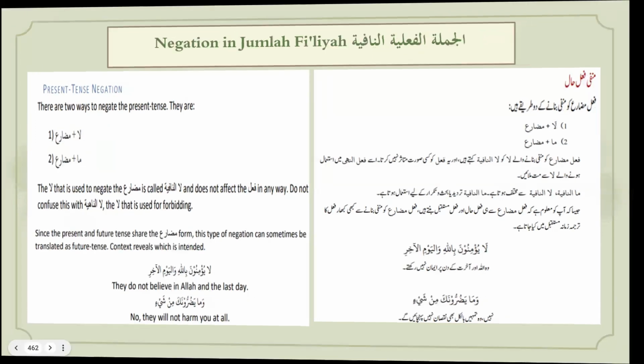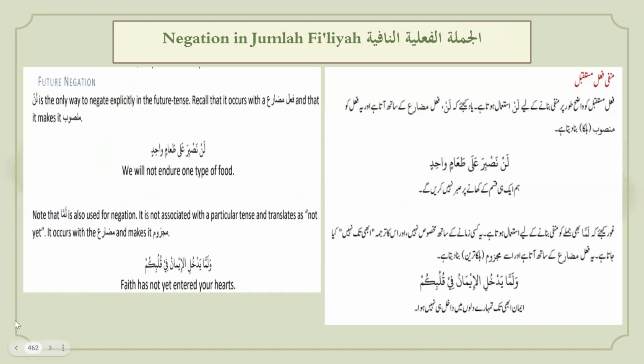Now, moving on to the next one, in which the sentence is about an action which was going to happen in the future, but now we are negating that. So lan is the only way to negate explicitly in the future tense. Lan, remember, is the harf that makes the present tense light. So lan nasbira ala ta'amin wahidin, we will not endure one type of food. So lan nasbira, and nasbira is mansoob, light. So lan plus fi'l mudare mansoob is the only way to negate explicitly in the future tense. So this is for future negation.